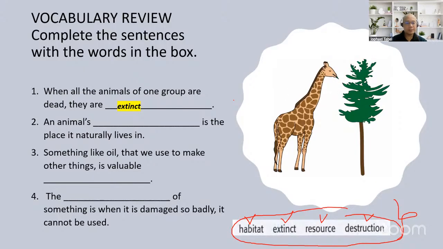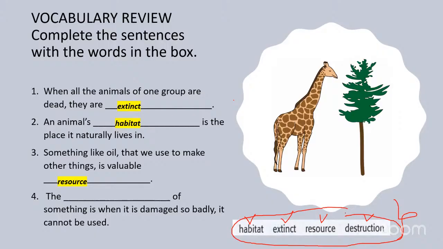Okay, so Tom, what's your answer number two? Number two is habitat. Habitat, very good. So that's the place where animals naturally live. That's habitat. Number three, Tom. Number three is resource. Resource, right? Number four, Tom. Number four is destruction. Destruction, very good. That's great.